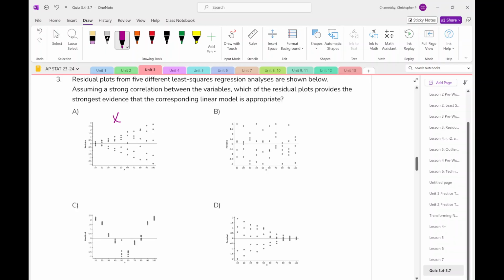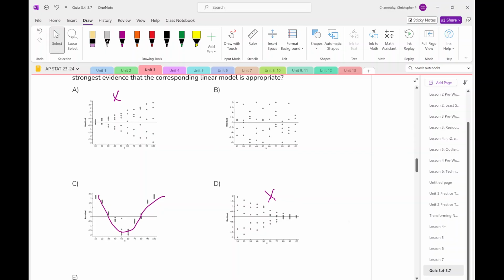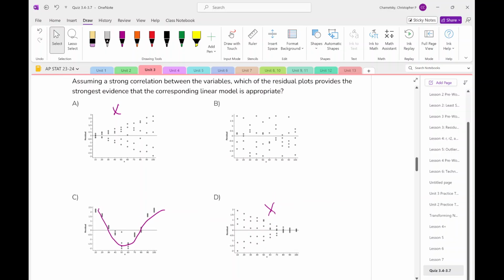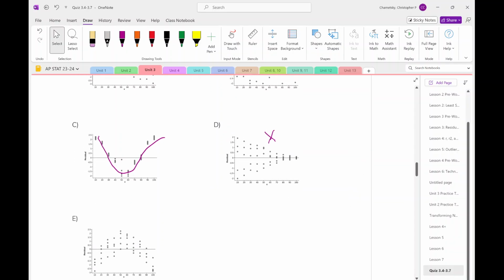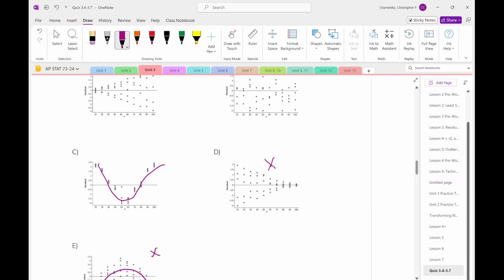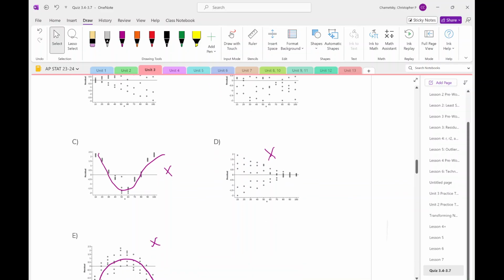That eliminates A, because it has that kind of Christmas tree pattern here. C, because we have that clear curved pattern. And D, also because we have, again, a reverse Christmas tree pattern going on here. Oh, and E also has a curved pattern, so that one is no good either. So B is the correct answer.